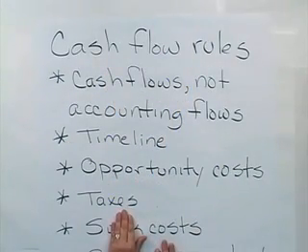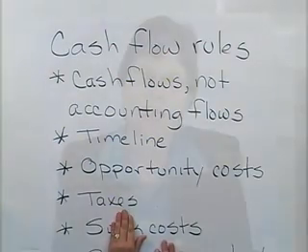Next, taxes. Taxes are always a relevant cash flow. The government wants to get its cut, so the company needs to figure out what are the relevant taxes associated with a project. The next area, sunk costs.